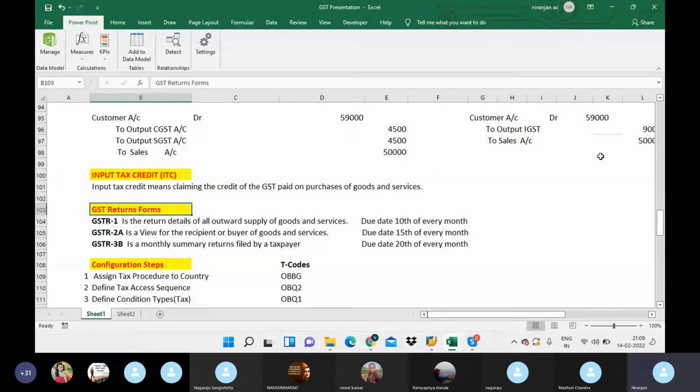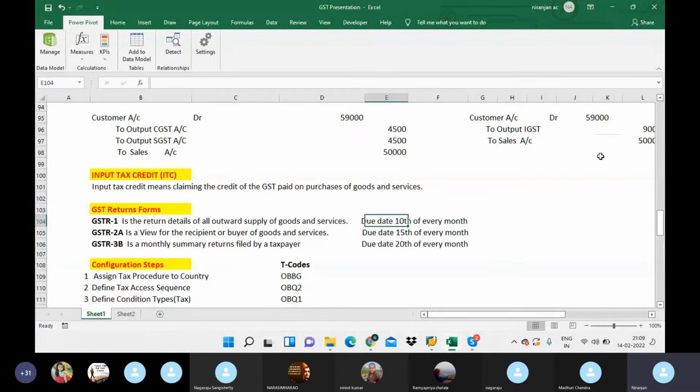So let's discuss GST forms. GST form GSTR1 is nothing but the details of outward supply, on each and every month for that particular business. Every sales transaction that happens, we need to upload on GSTR1 by the 10th of the subsequent month.